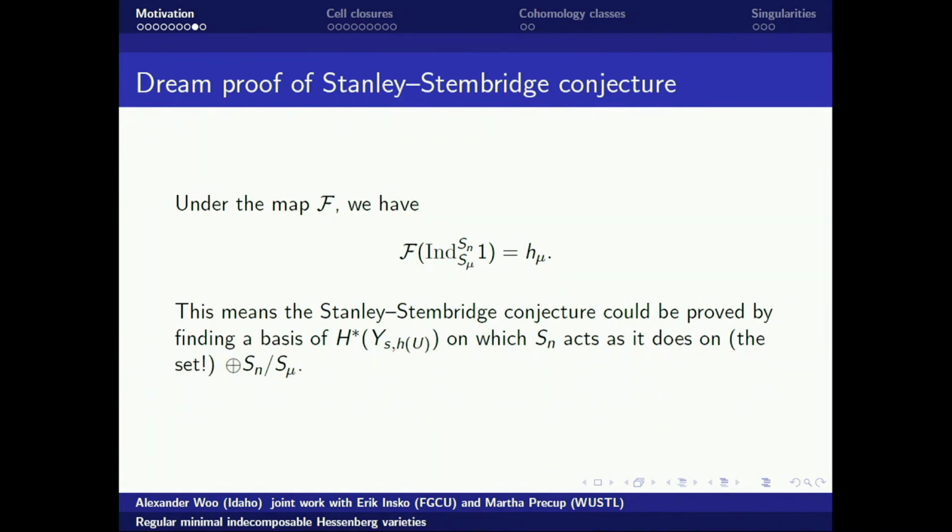And so here's the dream proof of the Stanley-Stembridge conjecture, which is still open. You look at this cohomology ring, and you find a basis in it where this Sn action, which I haven't told you about, but you know it's out there, just permutes my basis. Okay. What's the holdup? No one can find such a basis.